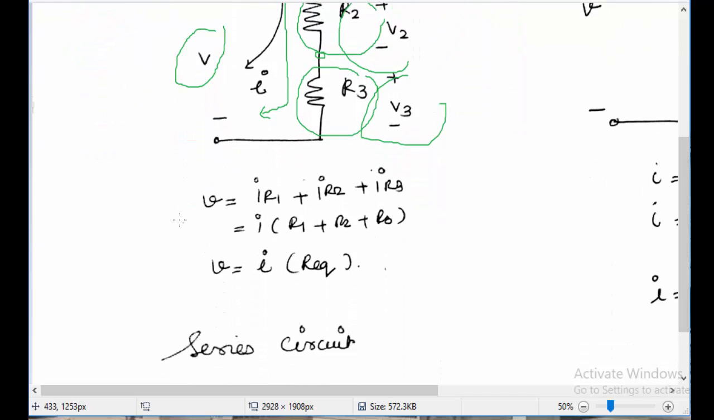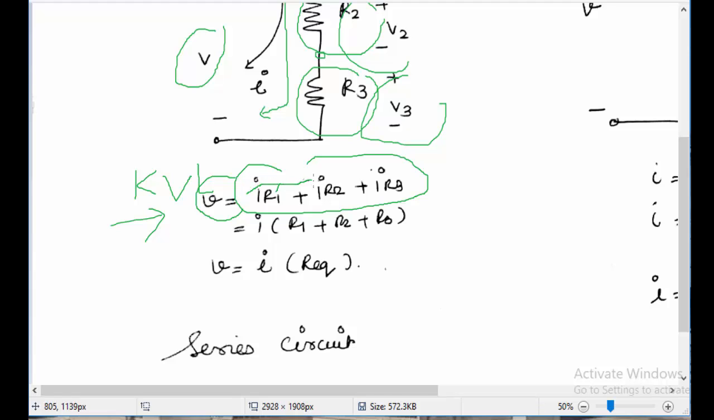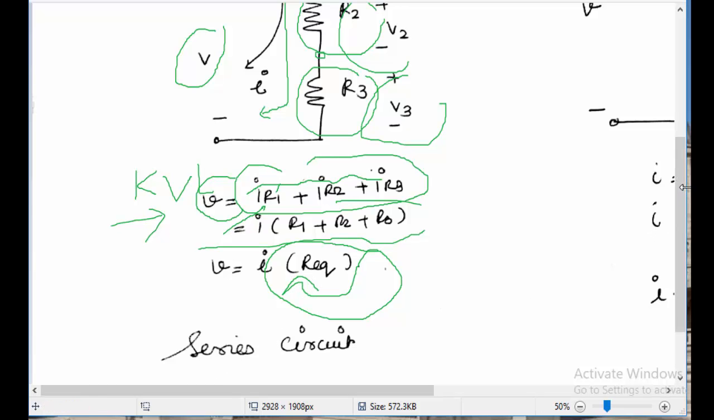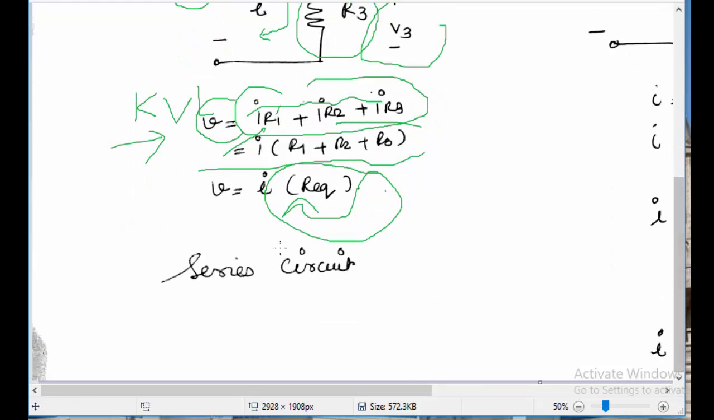So as the resistance is high, the voltage drop will always be high, so it will be like V1, V2, V3. And if you apply KVL, that is Kirchhoff's voltage law, to this circuit, then V equals I R1 plus I R2 plus I R3, since the current through all the resistances is the same. At the same time, the resistances are different, and it can be simplified as V equals I times R1 plus R2 plus R3, where R equivalent is the equivalent resistance of the circuit. This circuit is known as the series circuit.